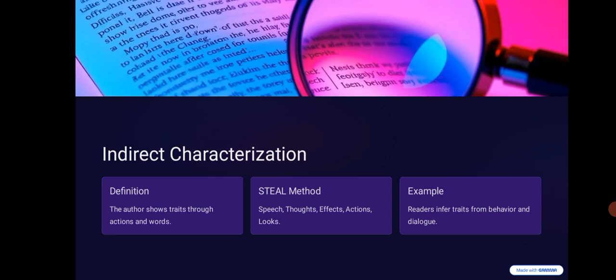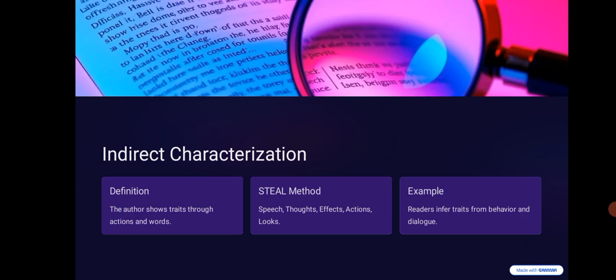So now let's spend a little time on indirect characterization. Like I said, they show you the traits through their actions and words, and you have to decipher it. You have to come out with it. You have to unearth or unravel the traits yourself.